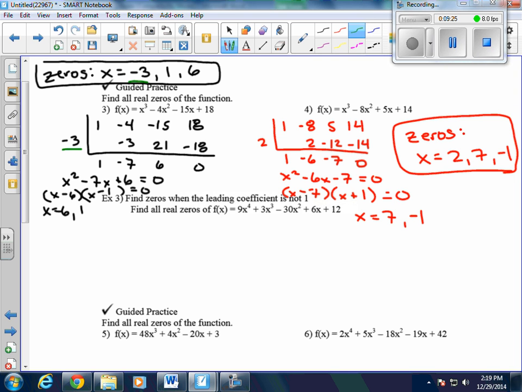And then I factored what I had left, and I got x equals 6 and 1, and those are my other two. Here I found that 2 worked, and then we factored this down to get 7 and -1 as my other ones, so those are the other 2 zeros to that problem.